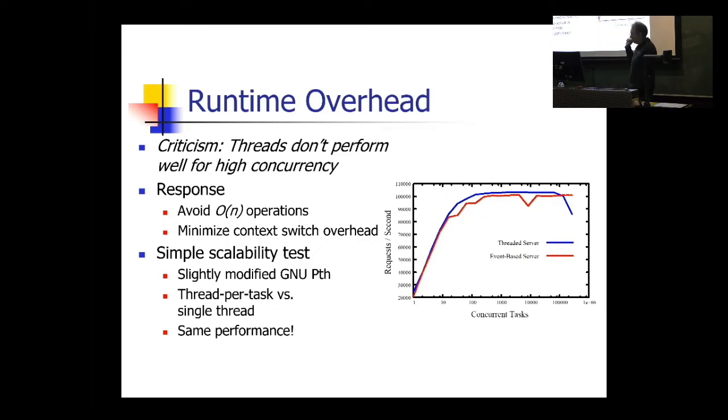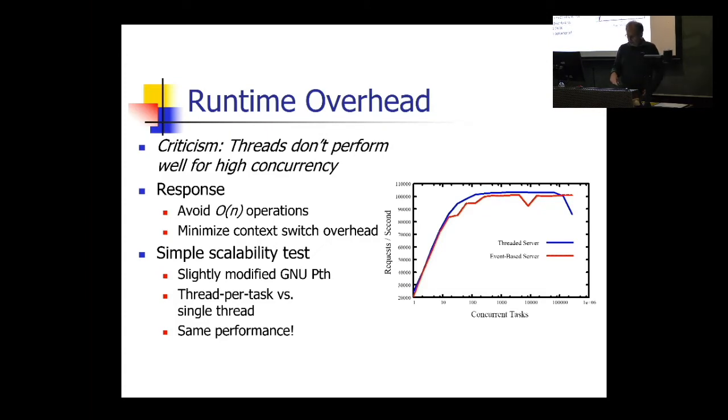Okay, so the point here is not to claim that threads and event-based servers are exactly the same. What they want to do is do a simple experiment to show that, at least for this particular example, it actually came out pretty close.